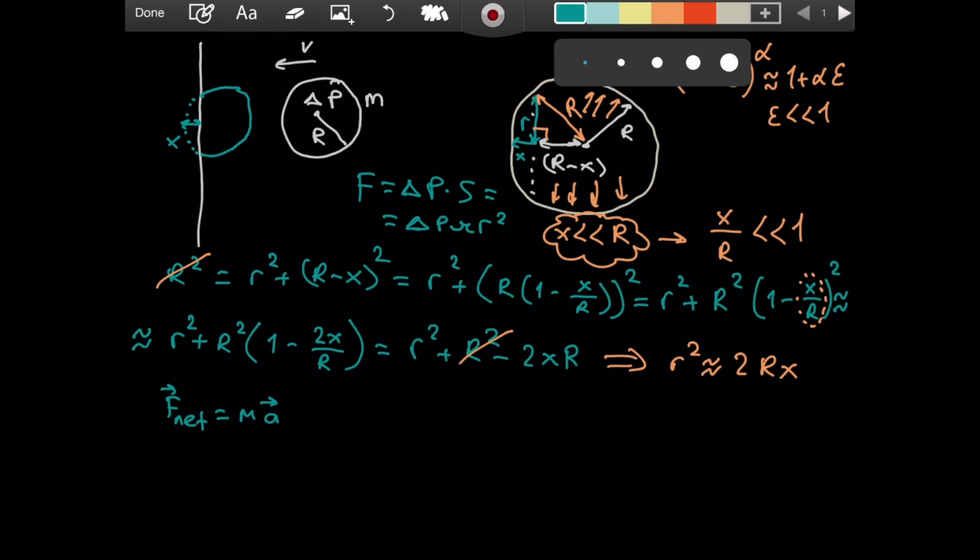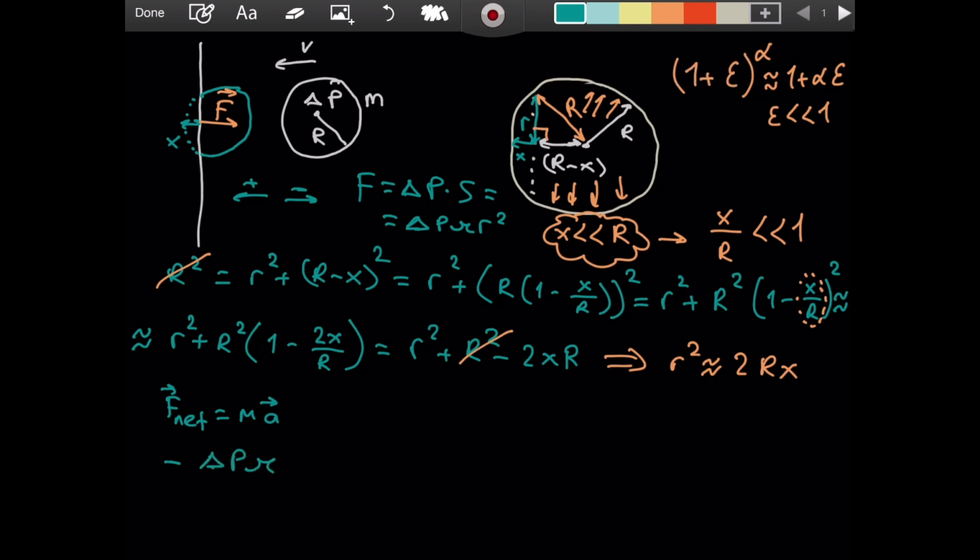So for force, I can substitute this expression. And I put a negative because the velocity and the force are in opposite directions. This is the positive direction, this is the negative direction. The force on the ball is to the left, so it is negative. This decreases the speed, that's what I'm trying to say. Delta p pi r squared. What is r squared? Hey, that's why we did it. It is 2 times capital R times x equals mass times, what is acceleration?